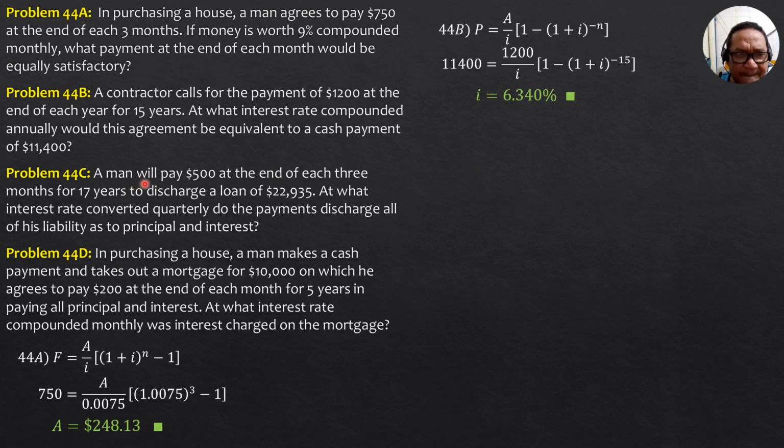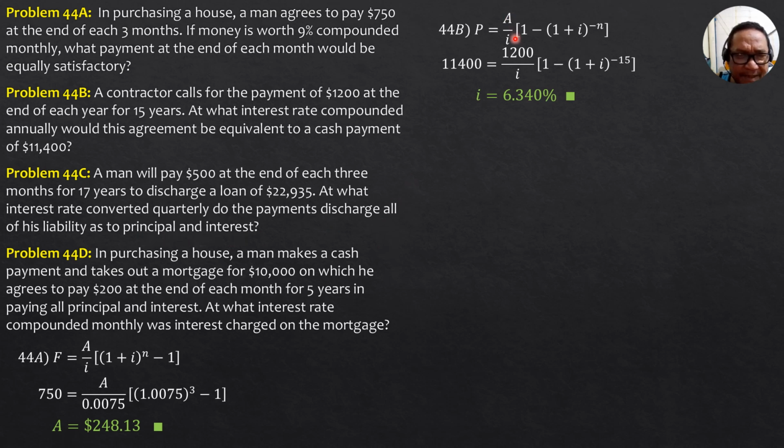44C, a man will pay $500 at the end of each 3 months for 17 years. So we have quarterly payment to discharge a loan of 22,935 pesos. The present value, this is the equal payment every 3 months, $500. And at what interest rate converted quarterly do the payments discharge all his liability as to principal and interest?